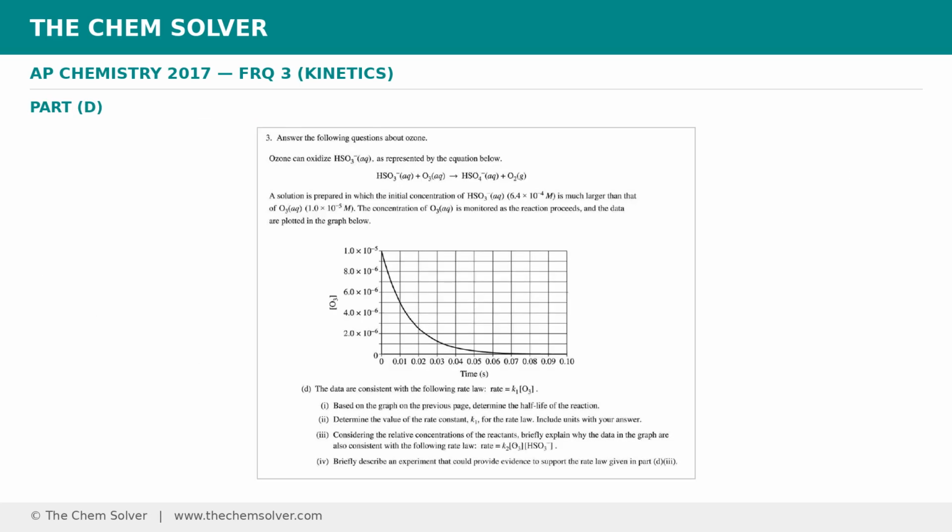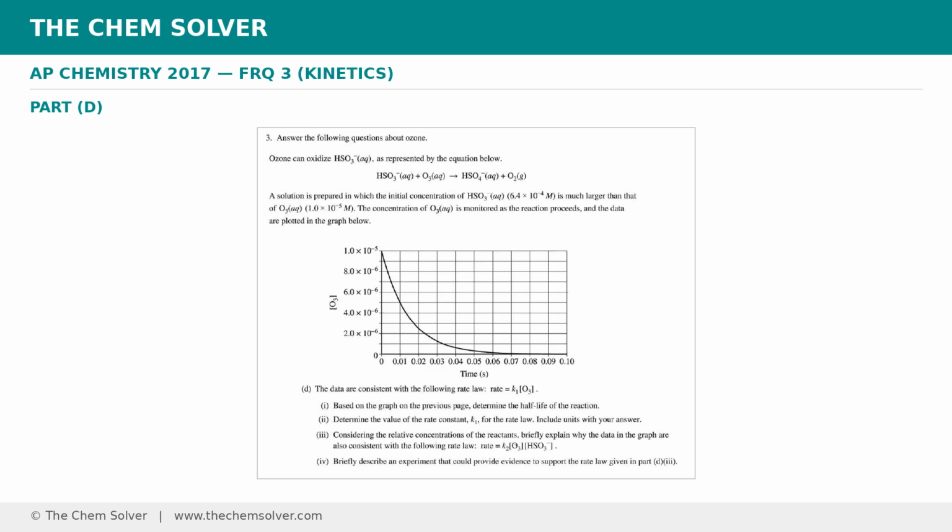Ozone can oxidize HSO₃⁻, as represented by the equation below. HSO₃⁻ plus O3 gives HSO₄⁻ plus O2. A solution is prepared in which the initial concentration of HSO₃⁻, 6.4 × 10⁻⁴ molar, is much larger than that of O3, 1.0 × 10⁻⁵ molar.